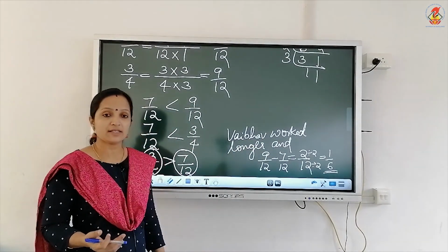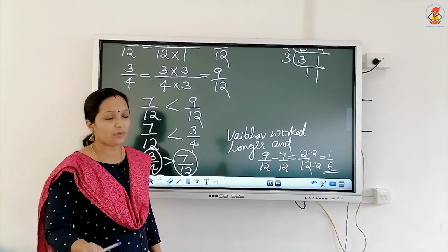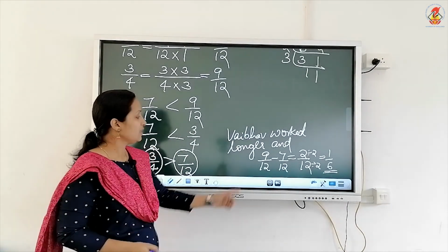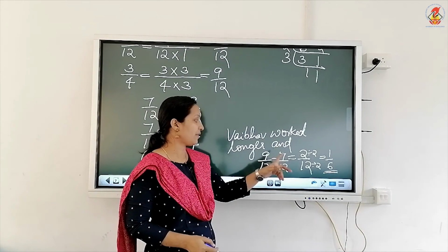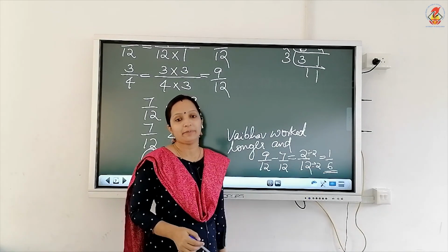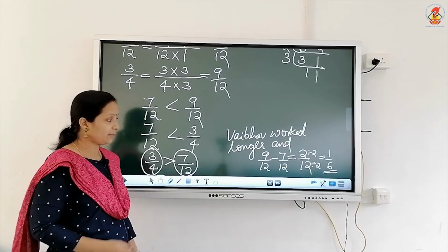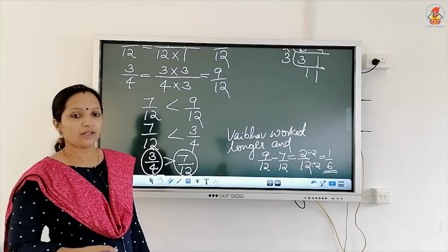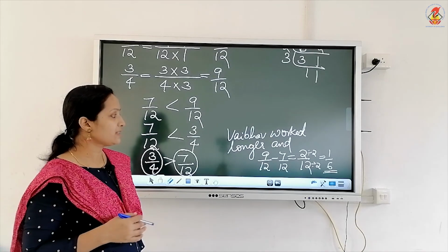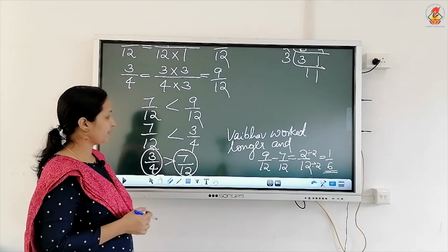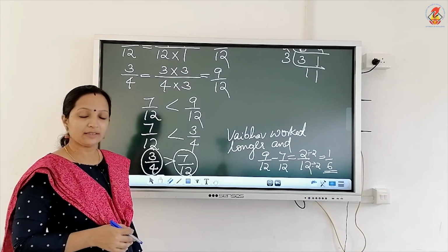And one more question is there: by what fraction? So how will we find it? You have to find the difference of these two like fractions. So 9 by 12 minus 7 by 12. What is the answer? 1 by 6. So what can we say here? Vaibhav takes 1 by 6 more than Michael. I think this answer is clear for everyone. That's all for today. Thank you, children.